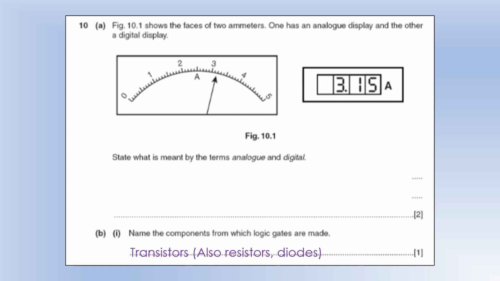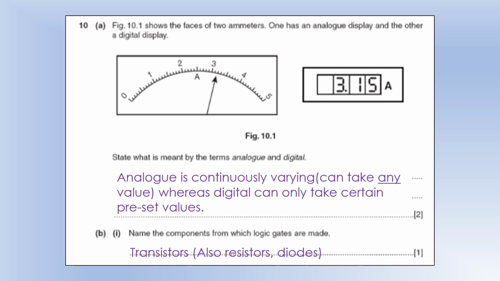Okay, so the diagram shows faces of two ammeters. One is analog and the other is digital. What is meant by the terms analog and digital? So analog is described as continuously varying, so it can take any value. So there's nothing to stop it reading 3.05, even though that's in between the divisions on the meter.